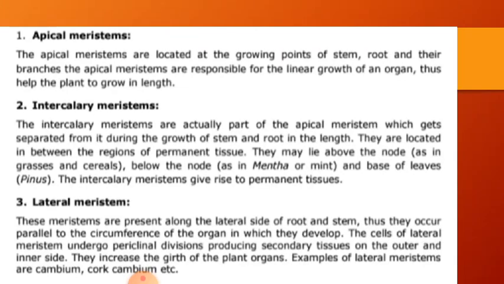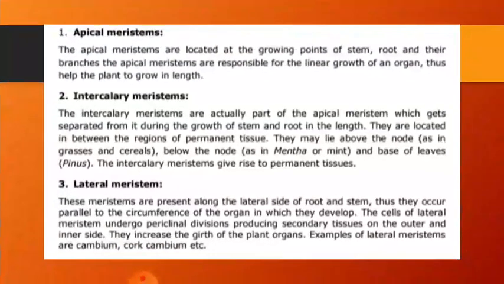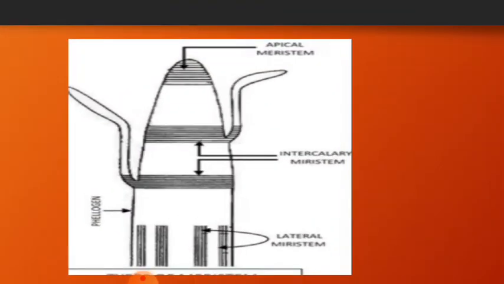Apical meristems are located at the growing points of stems, roots, and their branches. The apical meristems are responsible for the linear growth of an organ, thus helping the plant to grow in length. It is also present in the tips of stems, the tips of roots and branches. It produces growth in length. The plants increase in length due to this apical meristem.